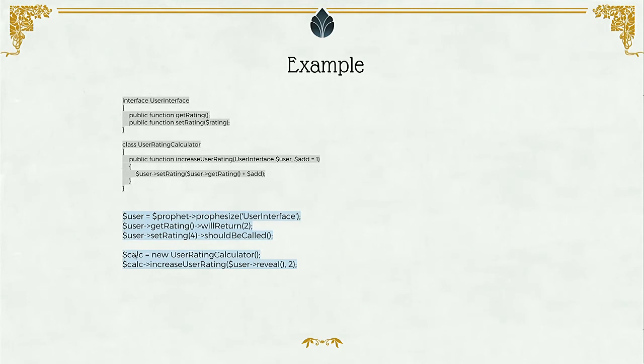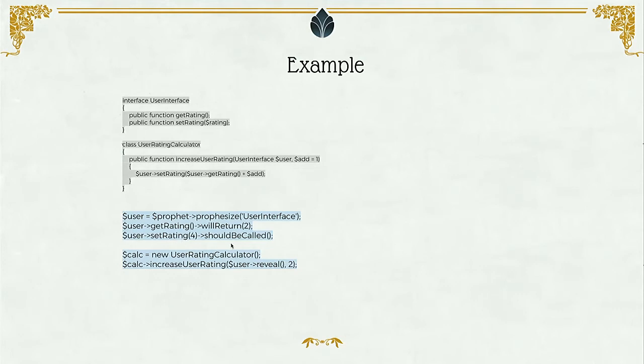While we're doing this, before that we know that the interface is called. So we're going to create a prophecy for that, because while writing the test, you need to know what all happens when the user interface is called. So we're going to prophesize that. When this is called, this has to happen like this. So we prophesize the user interface and say that if there is a method call, the first get rating will return 2. And if the second set rating method gets an argument 4, then only it will get called.